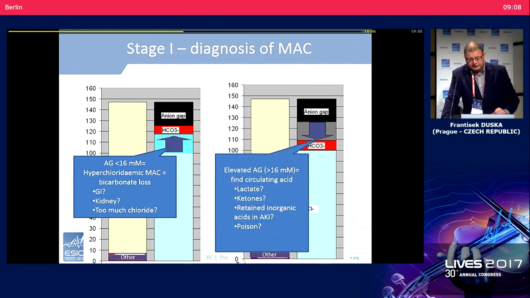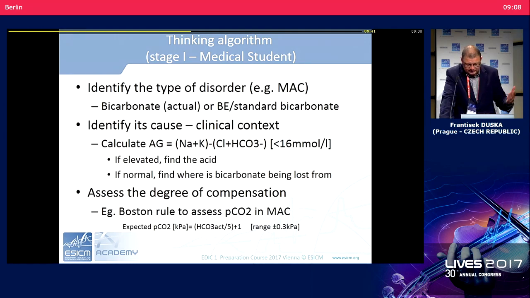On the other hand, if there is an elevated anion gap, chloride usually remains normal, and we have to look for the circulating anion, which can be classically lactate, ketones, an inorganic acid in AKI, or some anion from an unknown substance. That's all fine, but that's just the way you could look at it at this stage: identify the basic type of the disorder, then look at the clinical context or eventually calculate the anion gap and assess whether there is appropriate compensation.